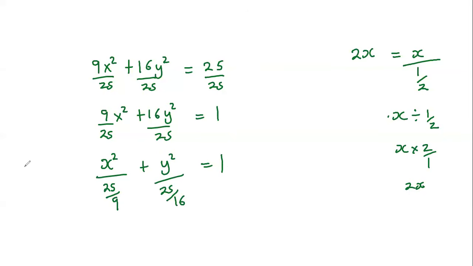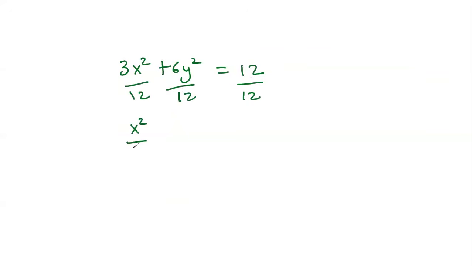In case you had 3x squared plus 6y squared is equal to 12, still, first divide by 12. So you get x squared over 4 plus y squared over 2 is equal to 1. Now, if it is in this form, then this is very good because it's already 1 and your x and y already have a coefficient of 1. So that one is very okay for you to continue.